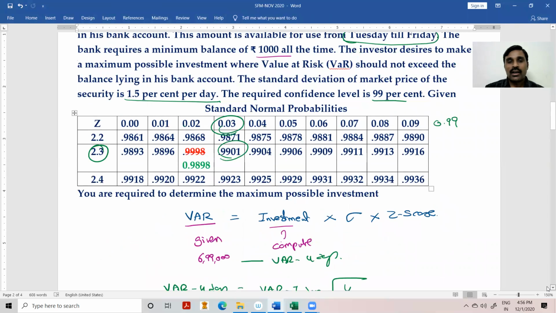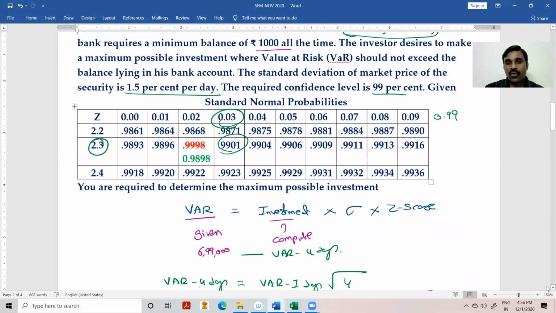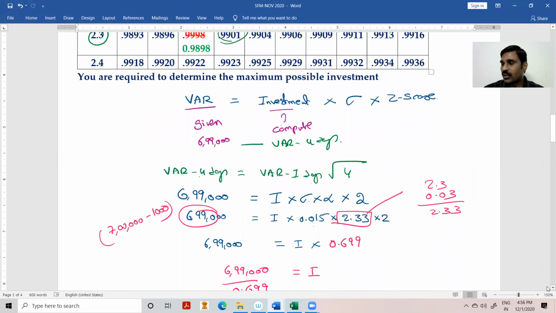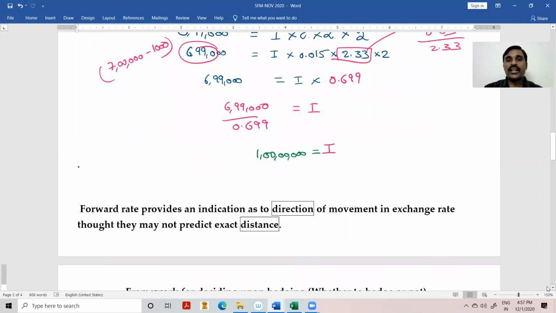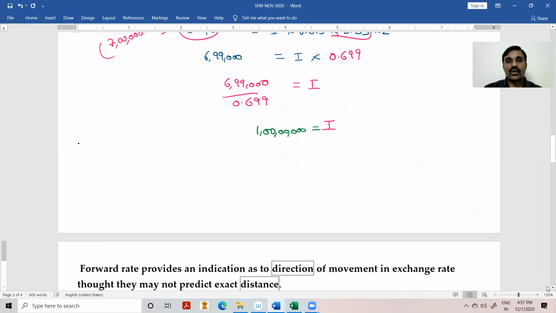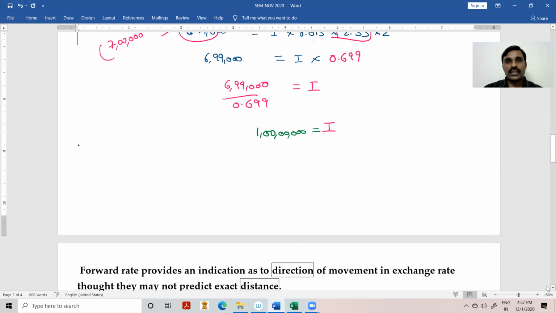Value at risk of 4 days is equal to value at risk of 1 day into square root of 4. This is the formula. They have given 6,99,000 as value at risk for 4 days. The investment amount we need to calculate. Standard deviation per day they have given. The z-score we have found by looking at the table, and the square root of 4 gives 2. So therefore my investment amount is 1 crore. I can invest 1 crore.